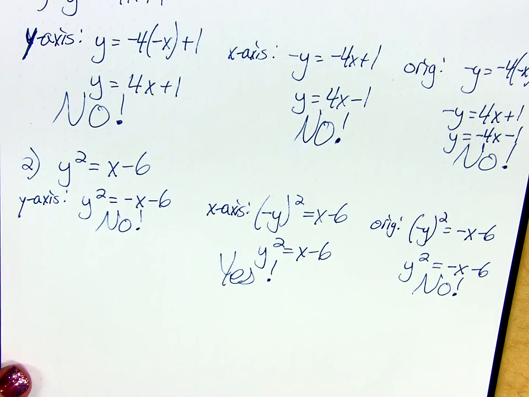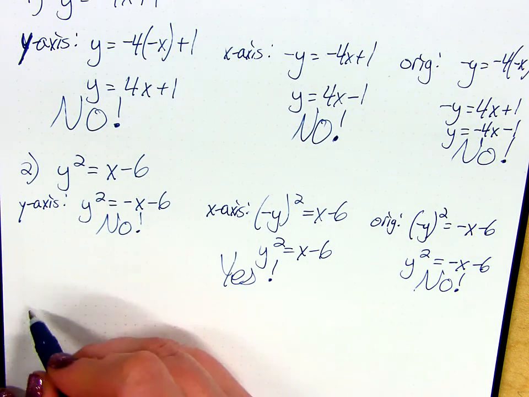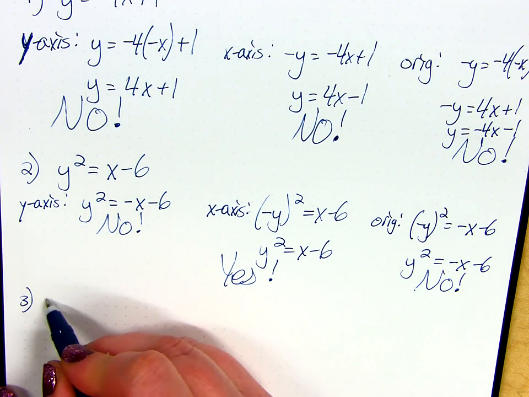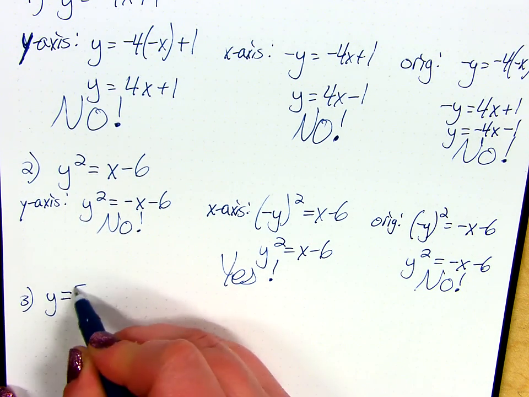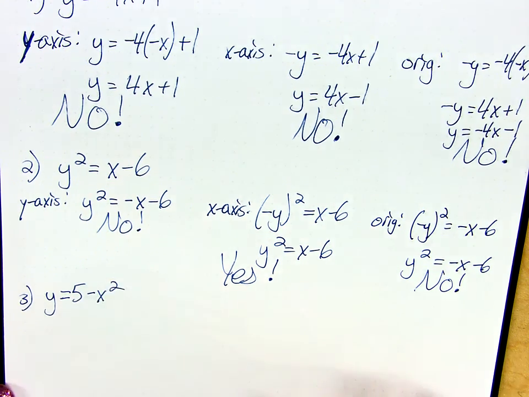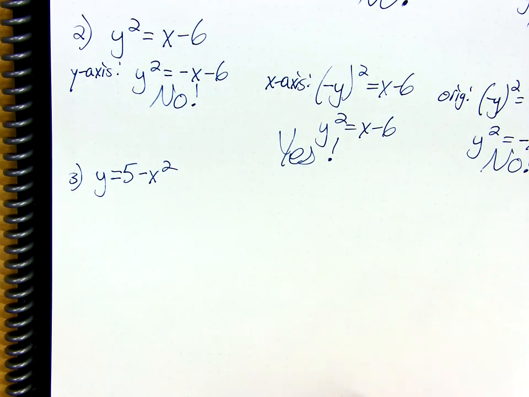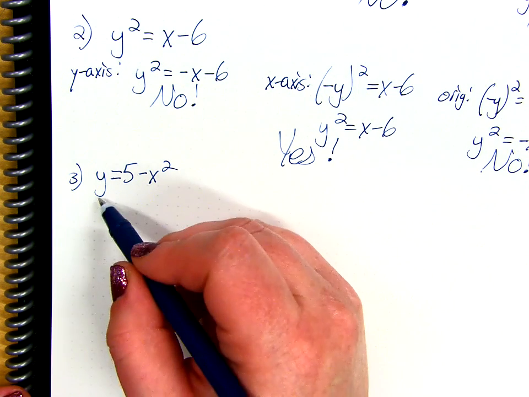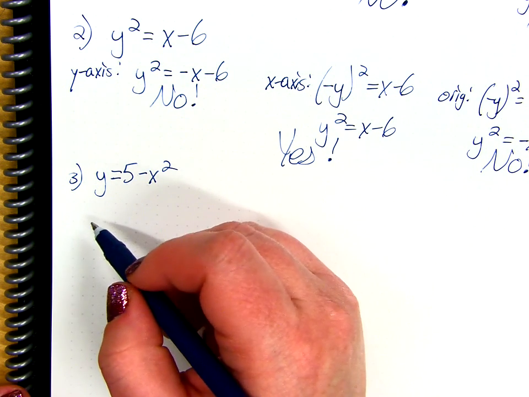Okay, how about you try the third one without me guiding you through it? By third I mean y equals 5 minus x squared. Try that one. I'll do it up here too, so only look up at my screen when you're done, and we'll see if we all match.